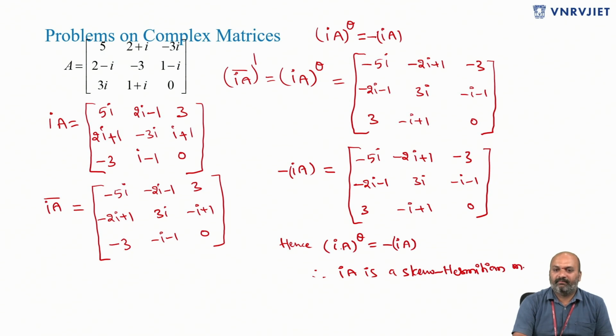So like this, the matrix A given here is shown as a Hermitian matrix, and i into A is shown as a skew Hermitian matrix.